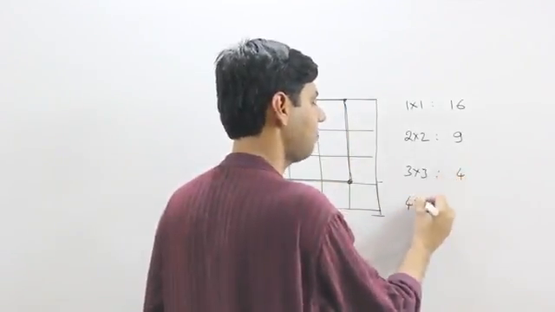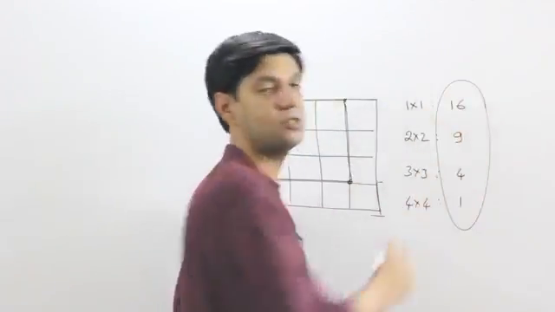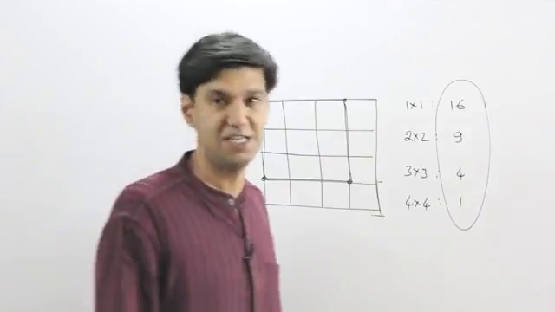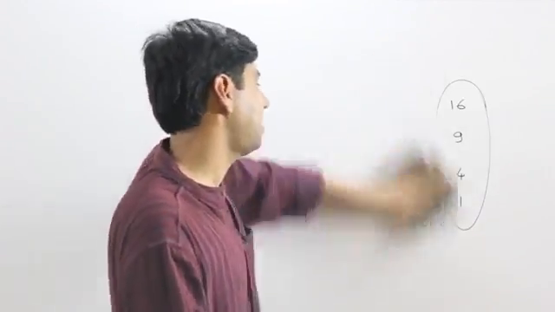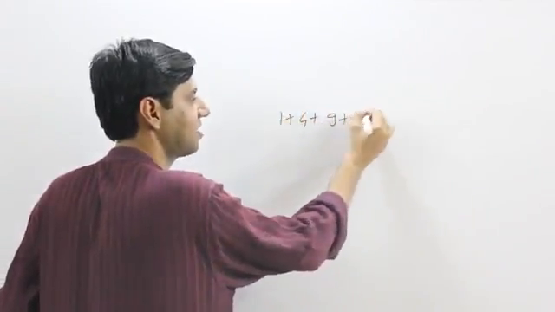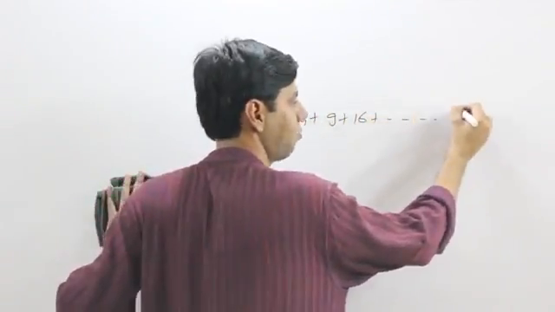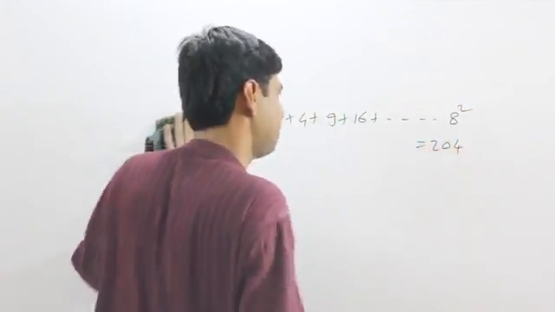And how about a square of the size 4 by 4? There's nothing but the entire grid, 1. What do these suggest? 1, 4, 9, 16 should suggest that they are perfect squares. So the number of squares in a chessboard is going to be nothing but 1 plus 4 plus 9 plus 16 and so on till 8 square. The sum of squares till 8 square is going to be 204.